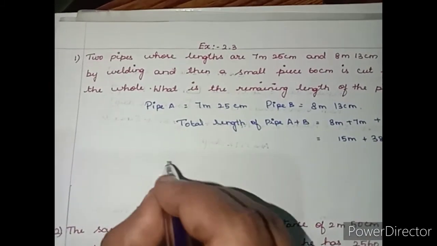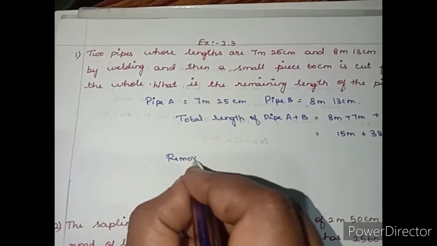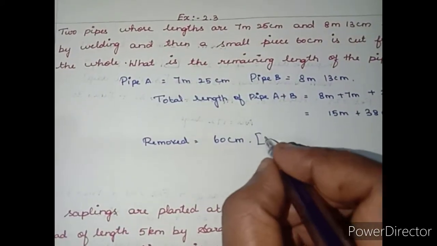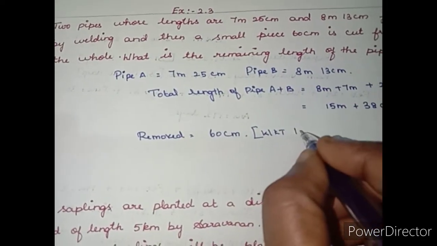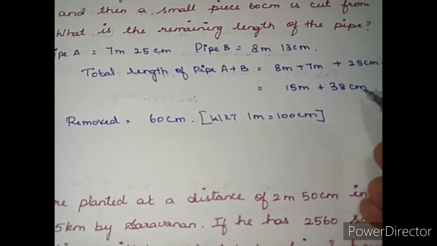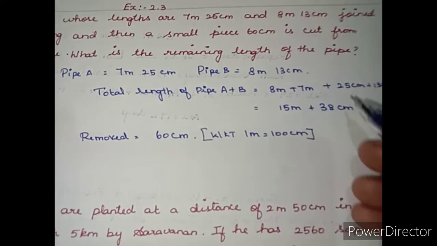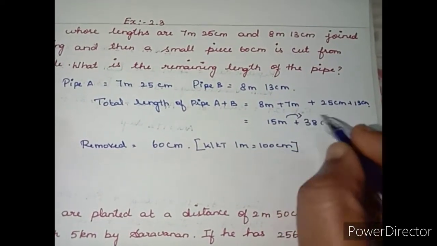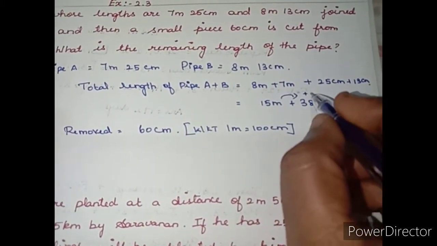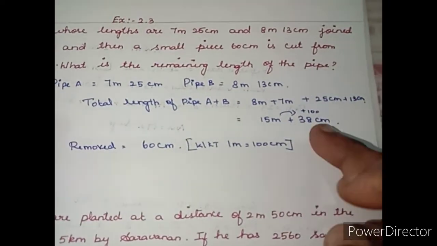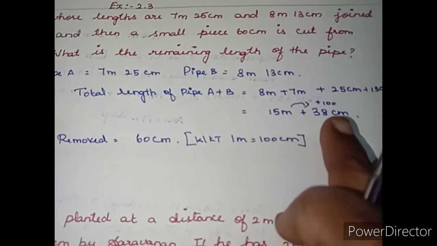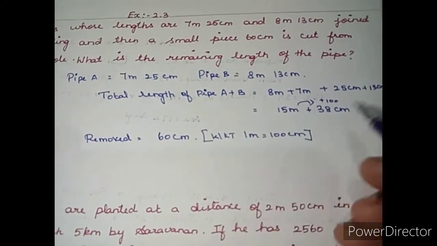Now removed is 60 centimeter. So we know that 1 meter is equal to 100 centimeter. Here we have 38 centimeter, so we have to borrow 1 meter from here. When you borrow 1 from here, 1 meter is equal to 100 centimeters, so plus 100. So from 138, I am reducing 60. What will it be? 40, 78, and 1 has gone.